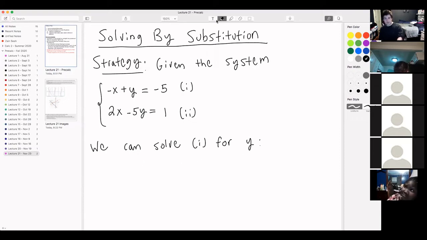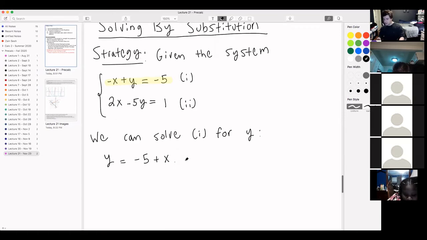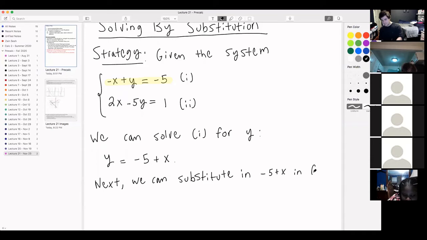Okay, so let's do that. I'm going to take this equation 1 right here, this top guy, and I'm just going to solve it for y. So what will that give us? That'll give me y is equal to negative 5 plus x. Very good. Next, we can substitute in negative 5 plus x in for y in equation 2.